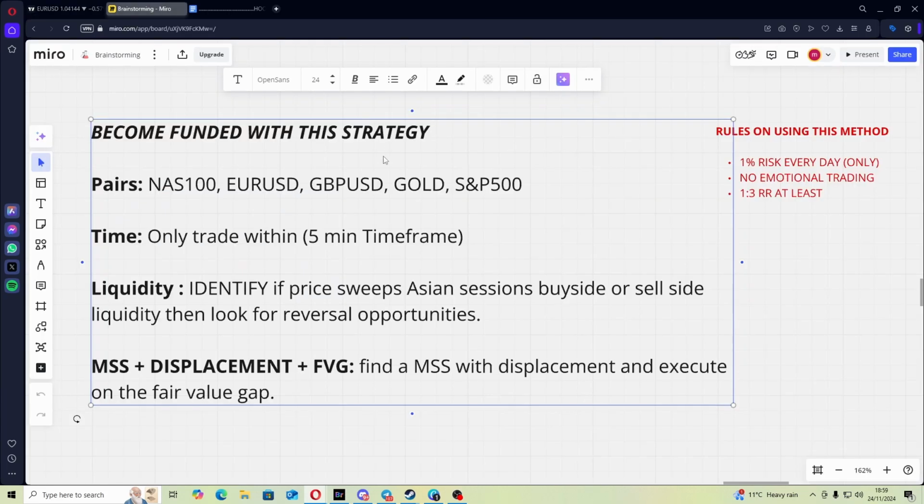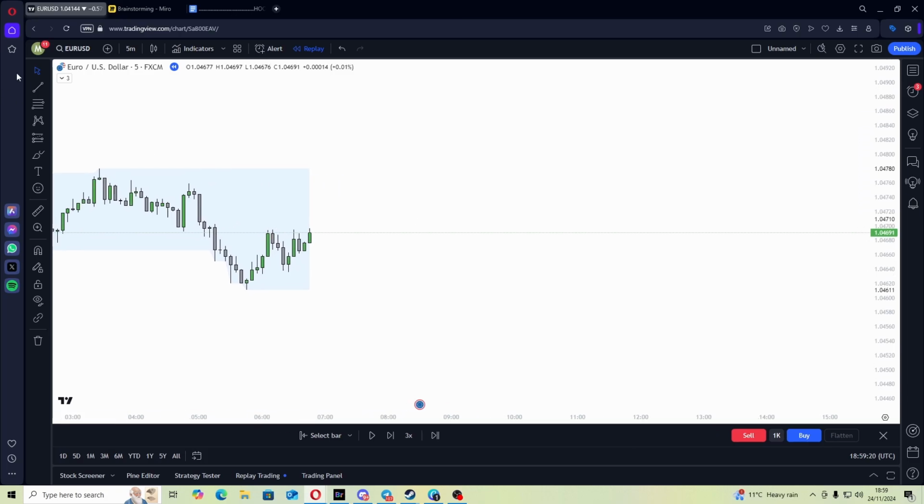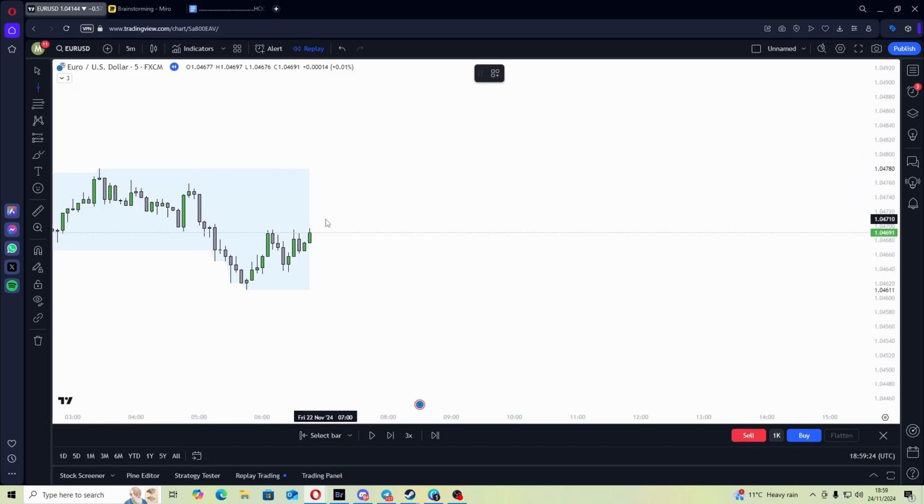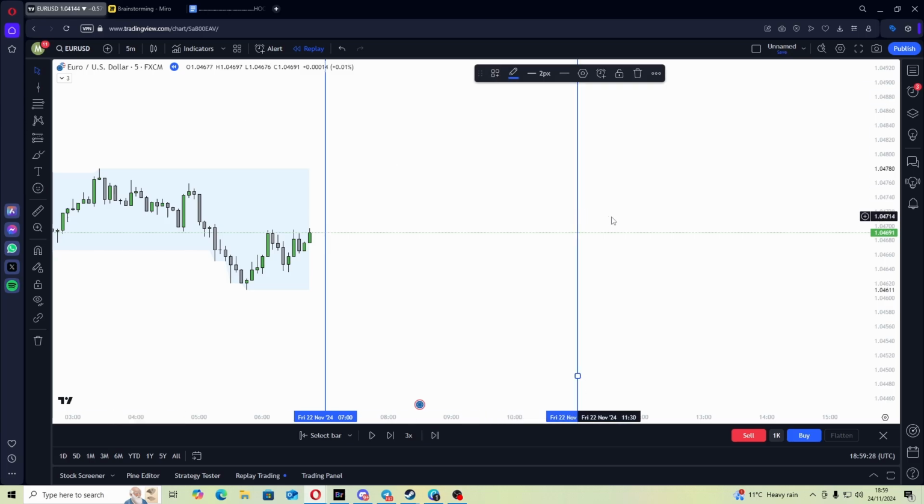So, first thing you need to do is work on these pairs: NAS 100, EUR/USD, GBP/USD, Gold, and S&P 500, okay? Now, we need to only trade within a 5-minute time frame. What we need to do first of all is mark out the kill zones we're going to be using, okay? So the kill zone is going to be from 7 a.m. right here until 11 a.m. We're only going to be taking trades within this kill zone, all right?